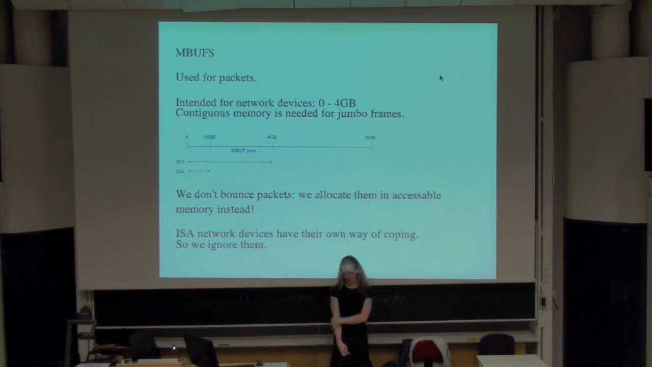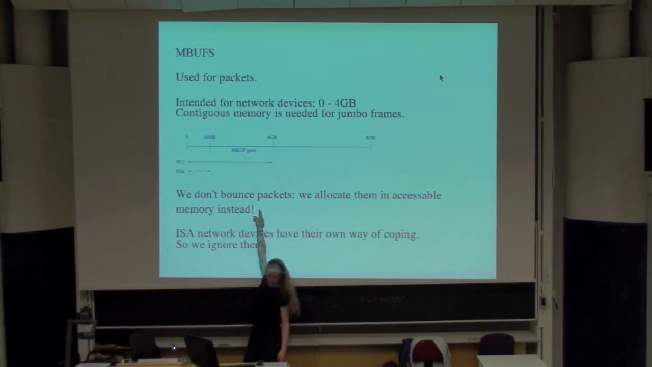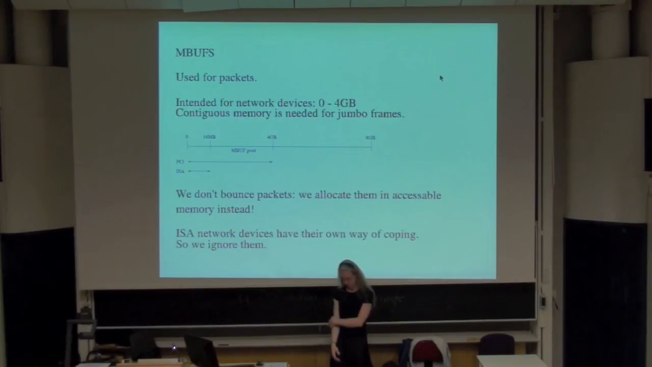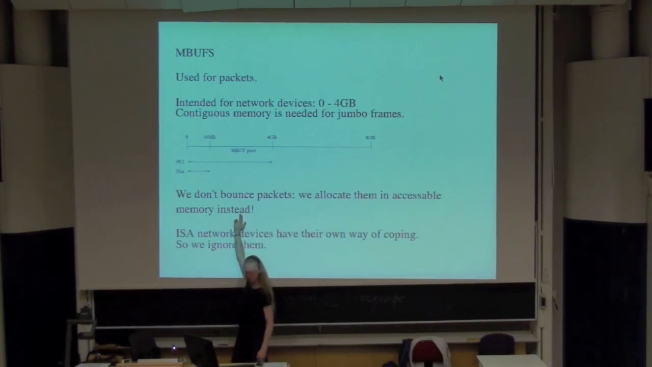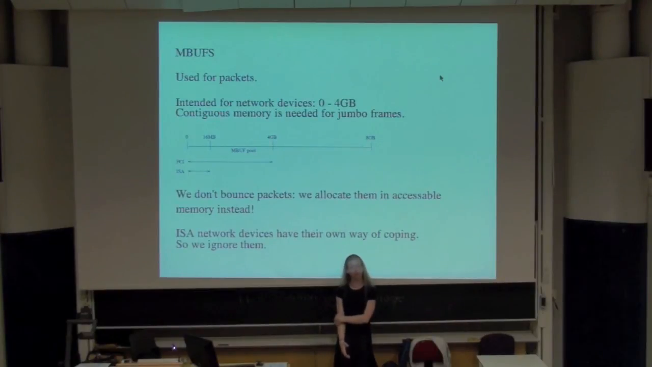Because mbufs are usually intended for networks, we can actually limit them to 4 gigabytes. So mbufs end up in an mbuf pool between 16 and 4 gigabytes because of our allocator. This means that when the packet is sent to the network card, we don't have to copy it from high memory down to low memory, which is very expensive, and then send it. Instead, it's already at the right location, so we can send it in one go.